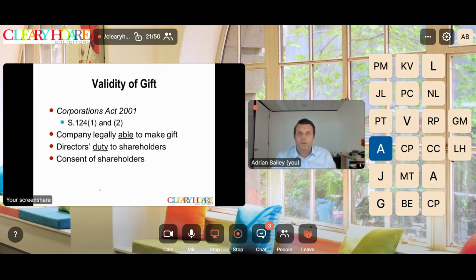So, can a company make a gift? It sounds a bit strange. Short answer is yes, it can. It's legally able to make a gift due to Section 124 of the Corporations Act. Of course, we do need to remember our directors' duty to shareholders. Very often in this scenario, it's going to be a closely held business, but it's still a best practice and certainly something that we do, that we get the consent of the shareholders to the gift, because we're giving value away from our trading entity if we're making the gift.